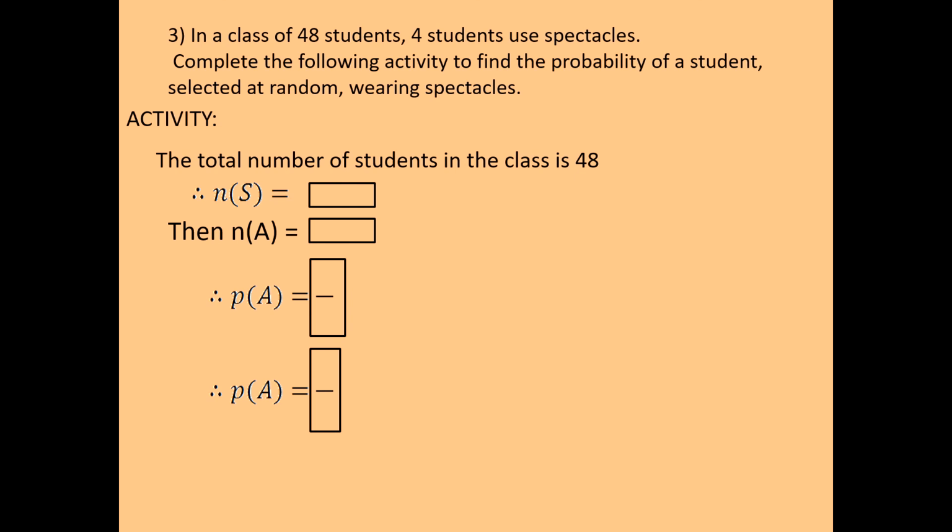So all these things you are going to write in your notebook, the activity in full, and then you are going to fill in the values. See here, n of S is 48, n of A is 4, then you will have 4 upon 48, and then you will have 1 upon 12. Clear? Or you must add one more step here. P of A equals n of A upon n of S, number of event points upon number of sample points. Clear? I hope I have made it clear.